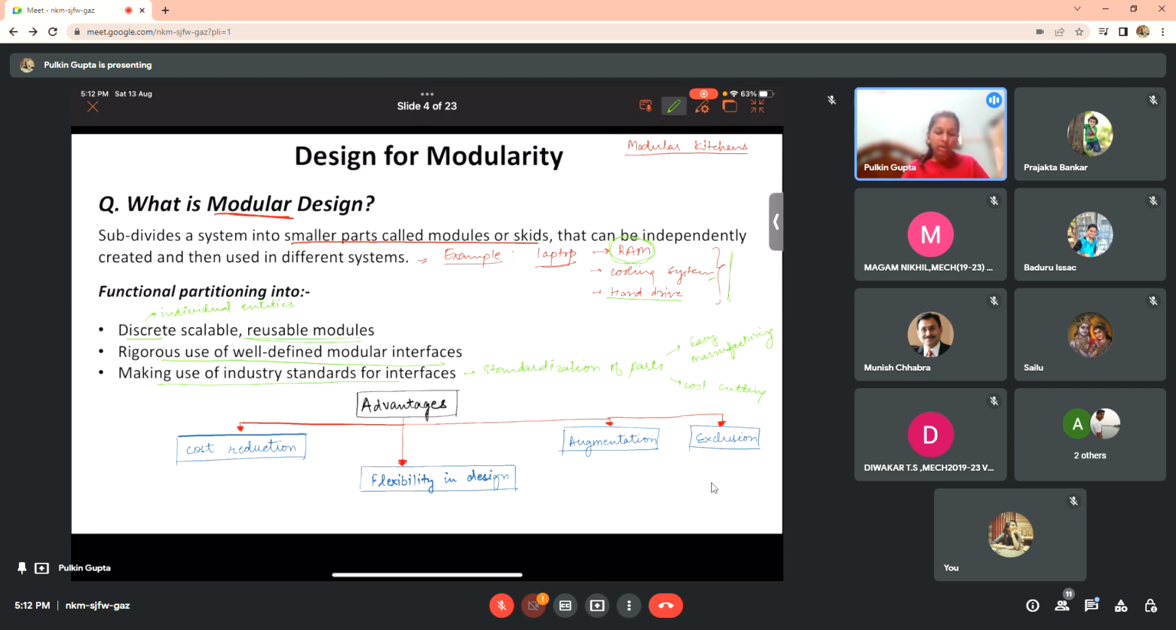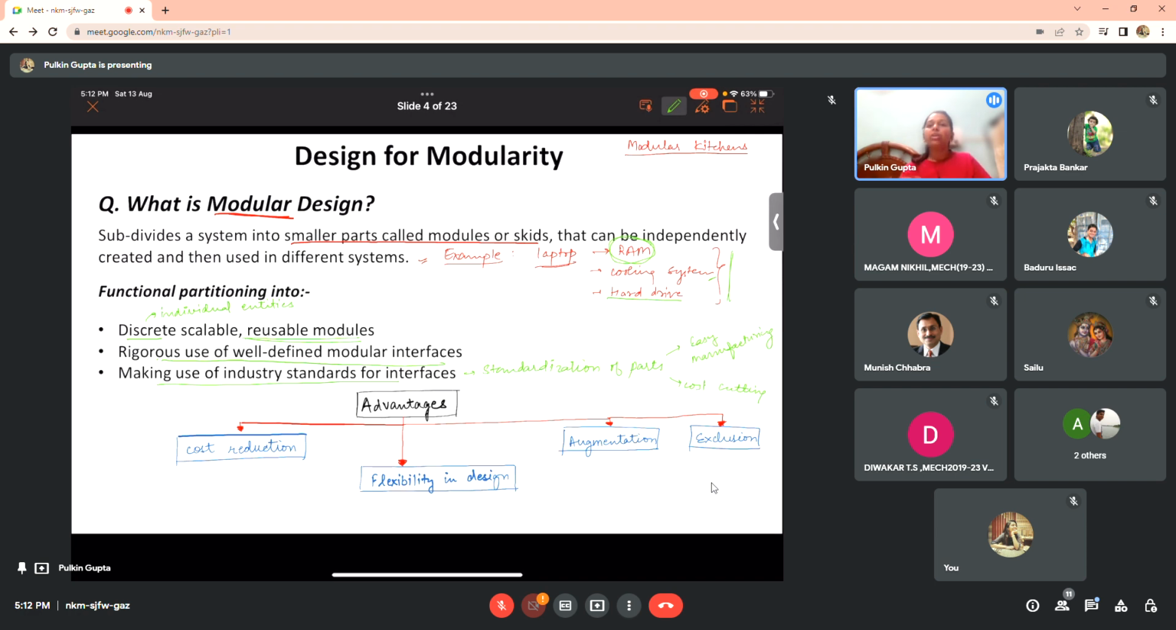Alright. So what are the advantages of modular designing or modularity? Why in the first place are we doing this? To have cost reduction. This is really important because every product in the market should be affordable. Then to have flexibility in design. Flexibility in design comes from the fact that the entire product is subdivided into different small parts. So to change the design, you never need to change the entire product, but you can just change some of the components or subparts.